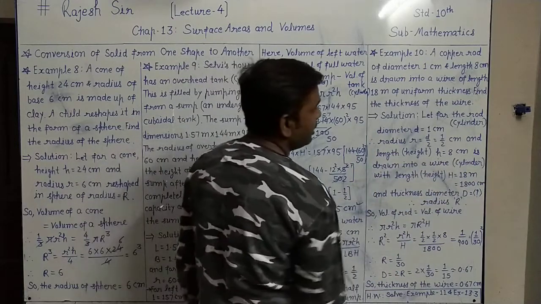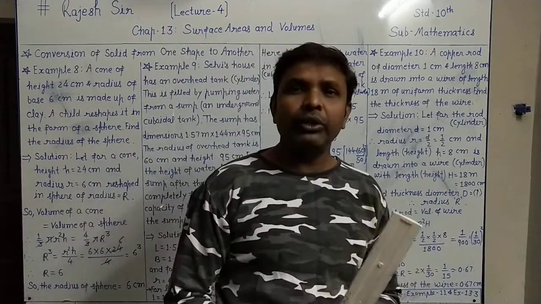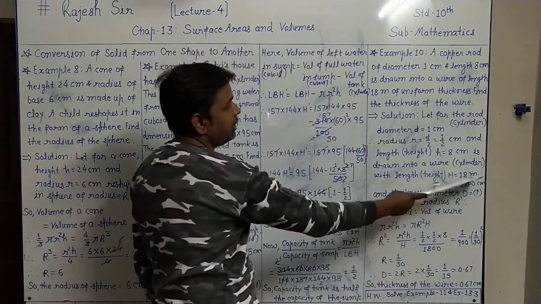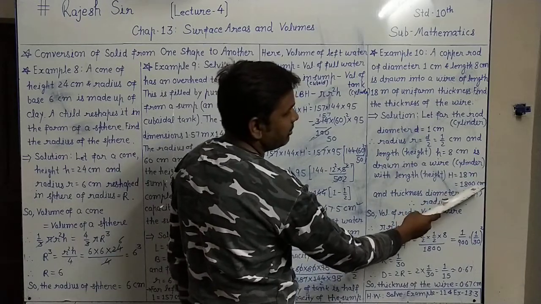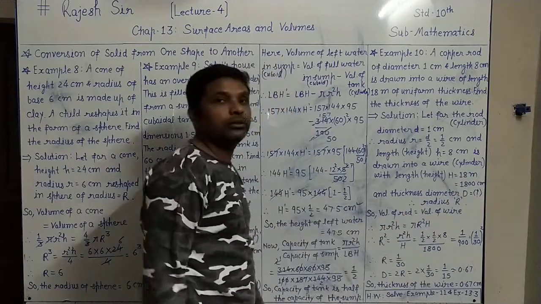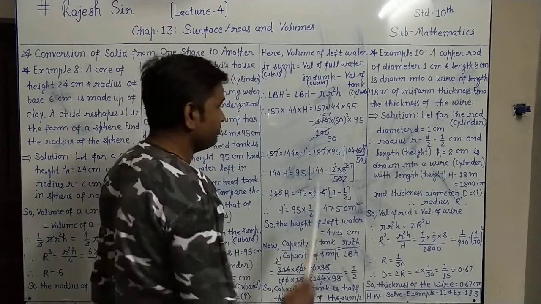Because centimeter and meter both are given, to remain in one unit only, we have changed this meter into centimeter. 18 meter means 100 multiply 18, that is 1800 centimeter. To convert the meter into centimeter, multiply by 100, that is done.